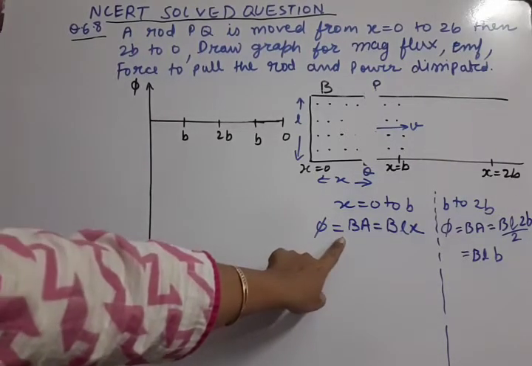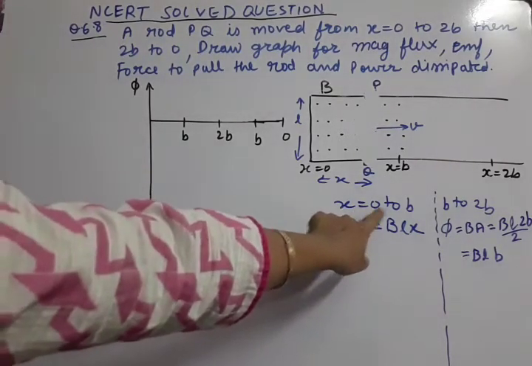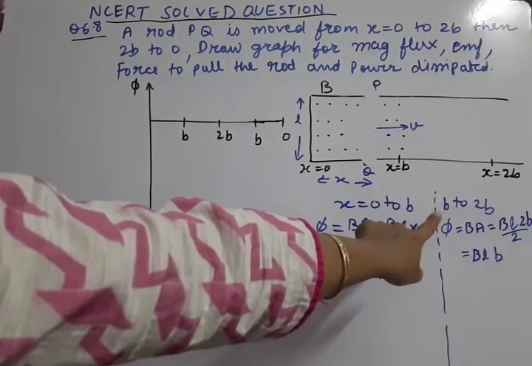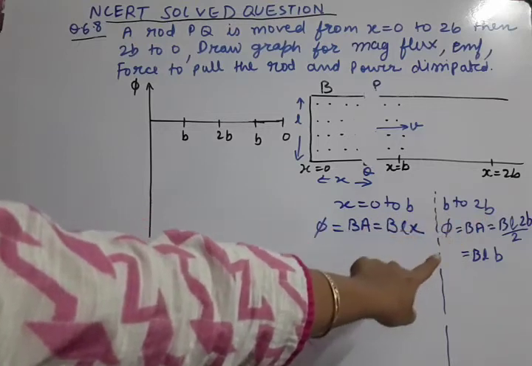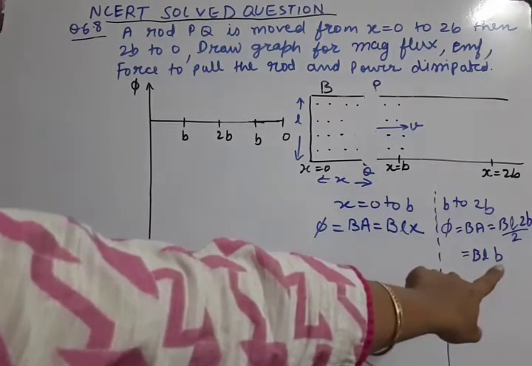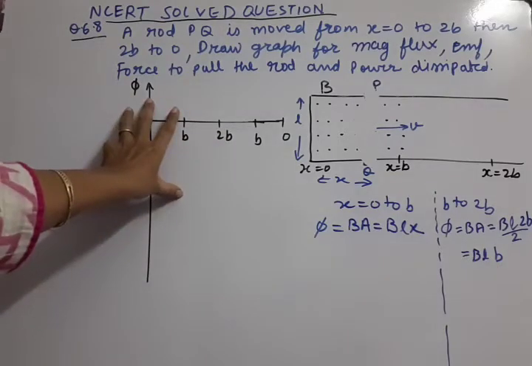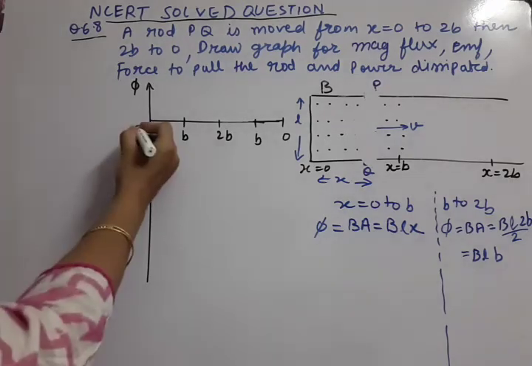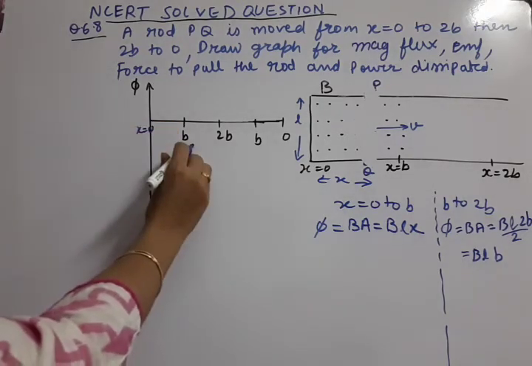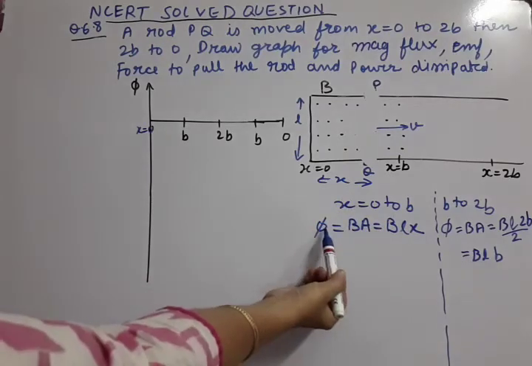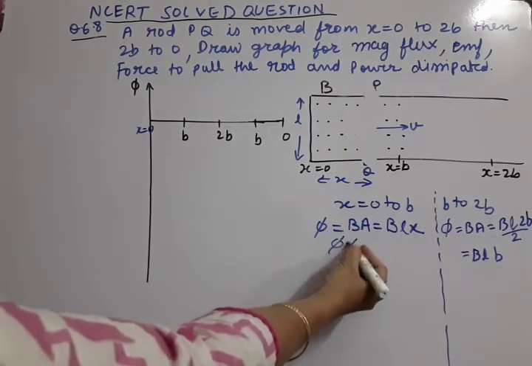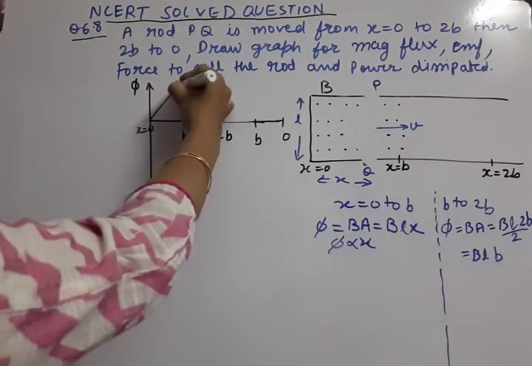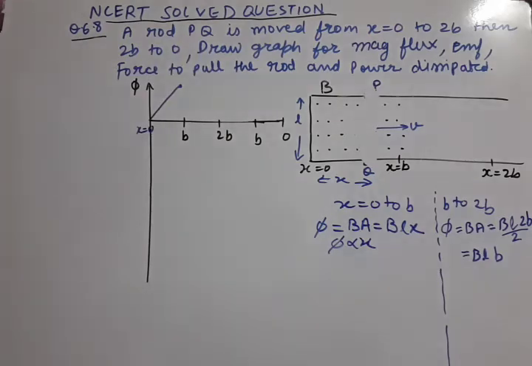So we can notice that when the rod is moved from 0 to B, the flux is variable, BLx. But when the rod is moved from B to 2B, the flux is constant, it is BLB. So let us draw the graph here. When the rod is moved from x equal to 0 to B, flux phi is proportional to x, and proportional means an increasing graph, a straight line. So this way the flux graph will come.